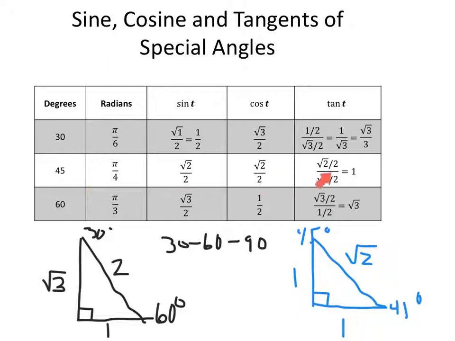So these are great things to memorize, and if the triangles help you memorize them, maybe the triangles are easier for you than the unit circle. Well, then these two triangles can help you memorize that unit circle, which will be very valuable down the road.